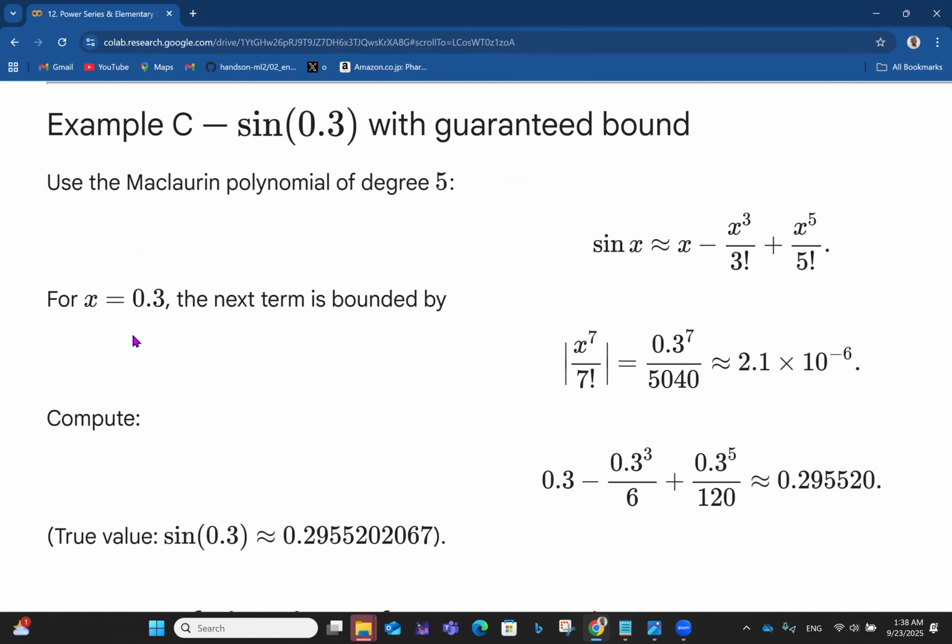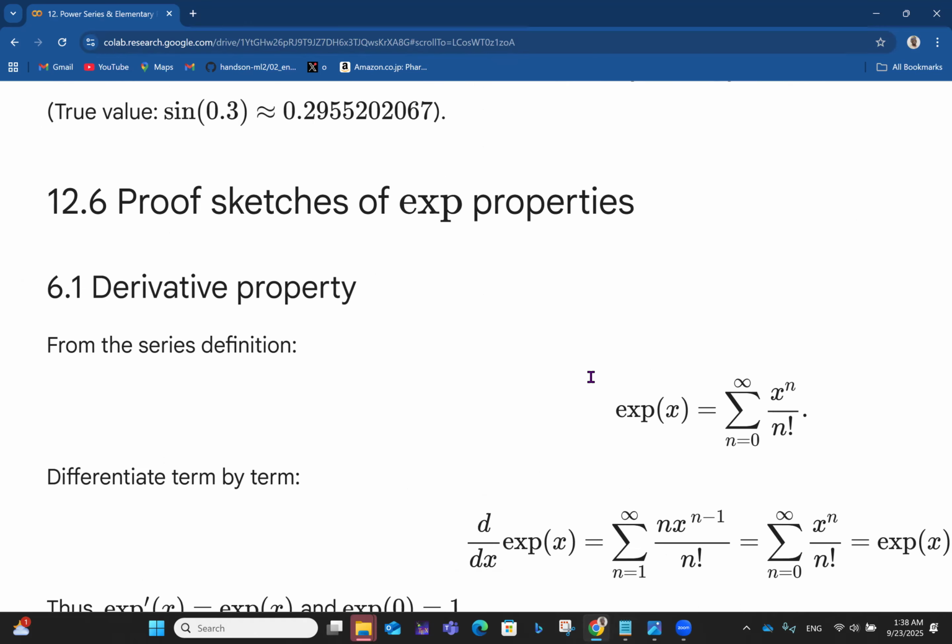So for x equals 0.3, the next term is bounded by the absolute value of x^7 over 7 factorial. That is equal to 0.3^7 over 5040. 7 factorial is 5040. And that's approximately 2.1 times 10^(-6). Okay. So if you compute 0.3 minus 0.3^3 over 6 plus 0.3^5 over 120, that's approximately 0.2955520. Right? So the true value of sine 0.3 is approximately 0.2955202067, if you use some computer, you punch a calculator. But of course, this is better done if you have an error you are working towards. Okay. So you want to know the number of terms I should use.